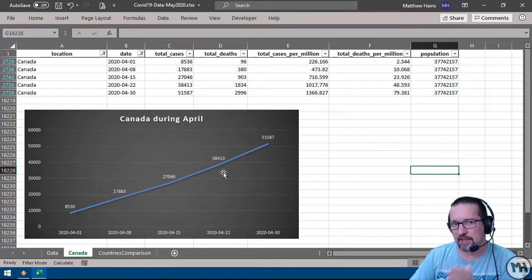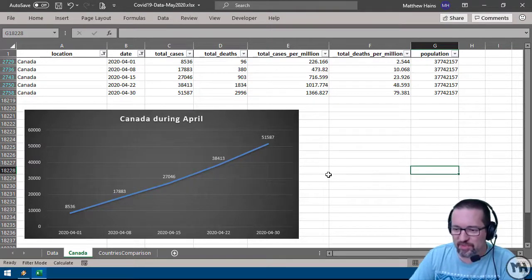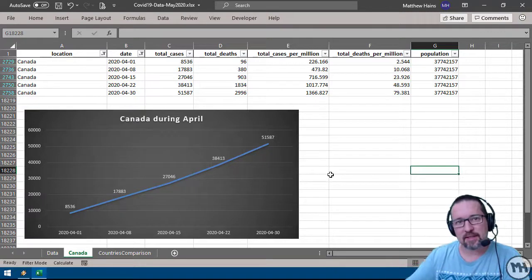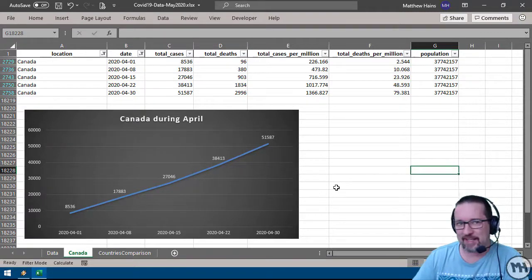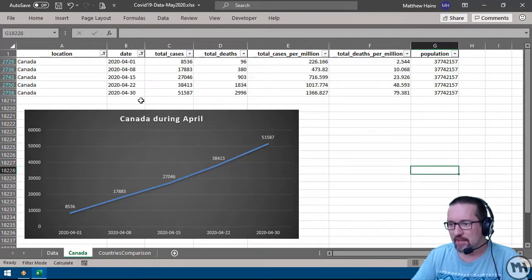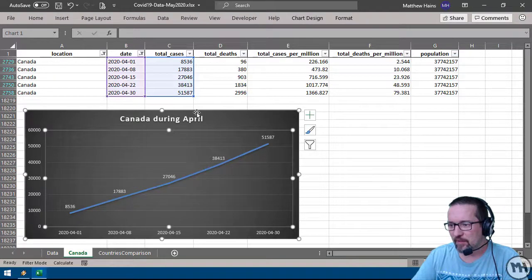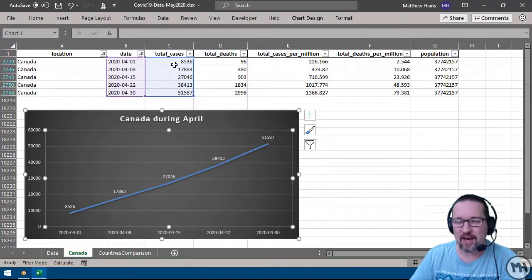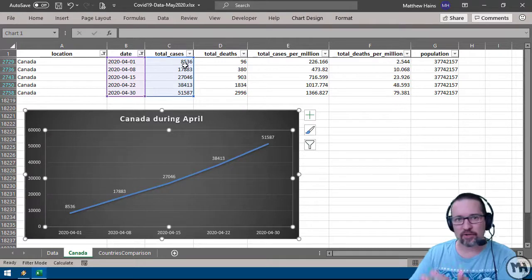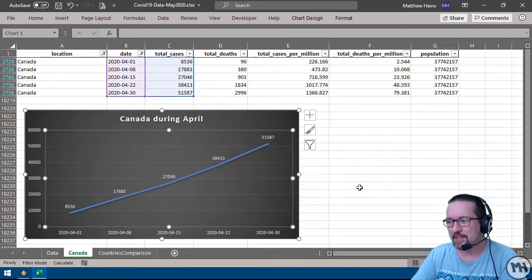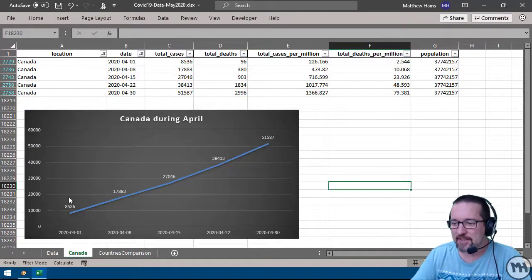I've used a line graph to represent every week in April for Canada. And as you can see, if I click on that, it'll show me the total cases every week. At the end of each week, we look at the total cases in Canada during April 2020, during the COVID-19 pandemic. So let's have a look.